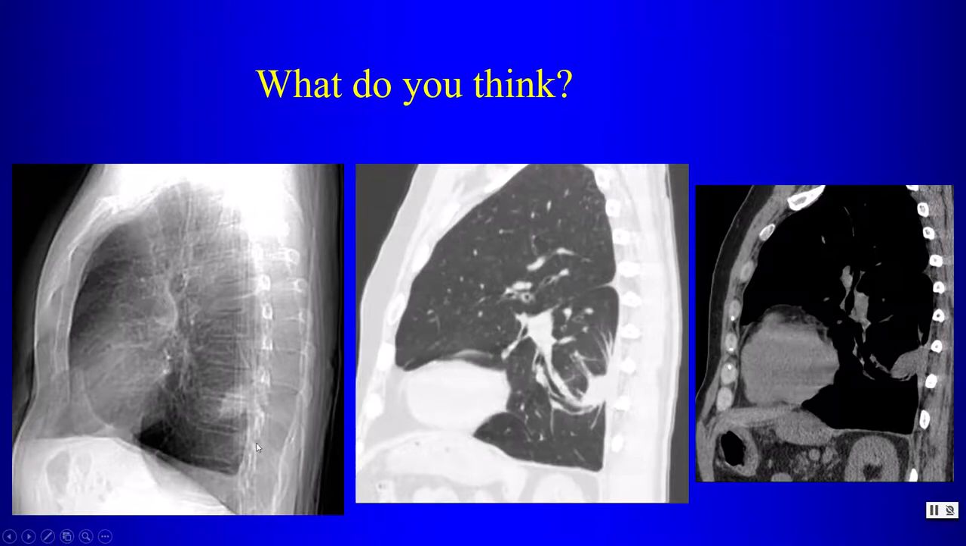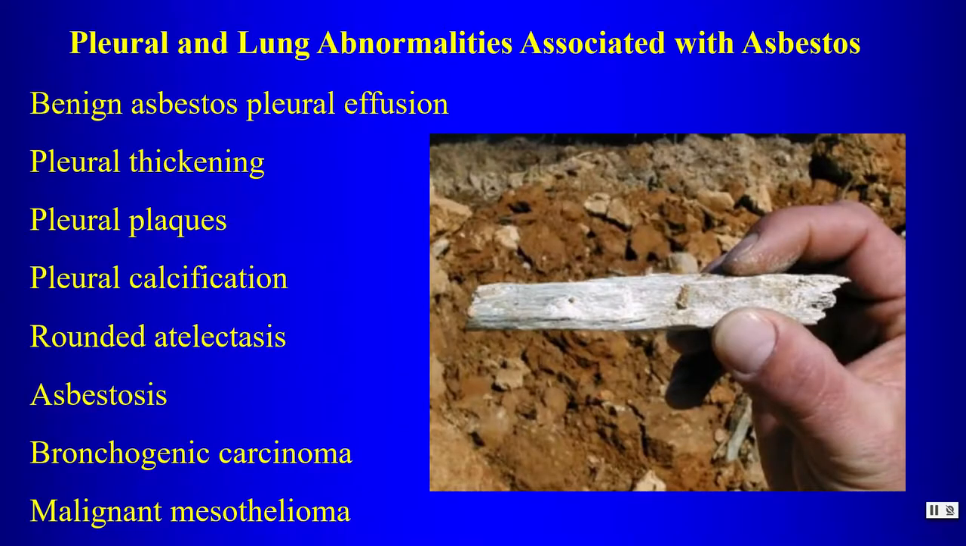Now, what about this? Here we have a lesion. We can see on the lateral chest radiograph, and then here on the CT, a characteristic appearance of this comet tail sign, the pleural thickening. Notice also the major fissure here is pulled down, so there is volume loss. This is the appearance of rounded atelectasis, which can also be associated with asbestos-related pleural disease.